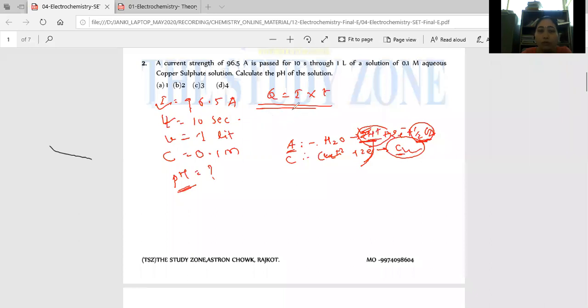If I want to find out the number of equivalents, the concentration is given as 0.1 molar. Take care, concentration 0.1 molar is the initial concentration, and V is the volume. Now you can find out the coulombs. Once you find the coulombs, how can we find the number of equivalents? As I told you in the previous question, 1 Faraday always gives 1 equivalent of product.